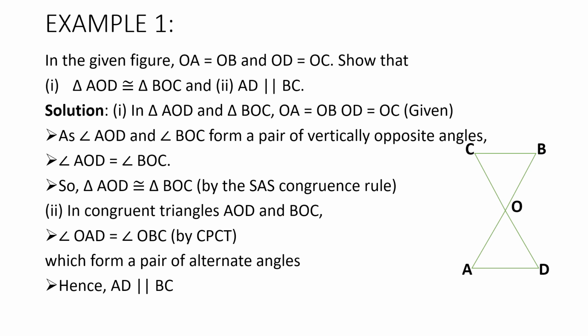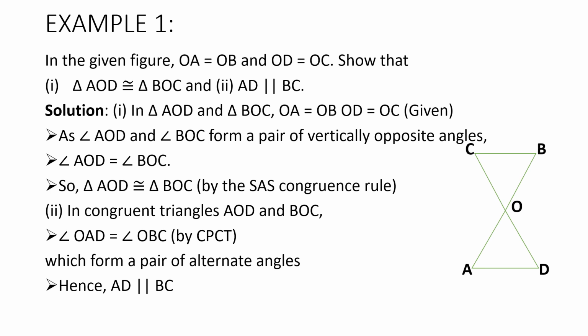Now, as AOD and BOC, they form a vertically opposite pair of angles. You know that we have just seen in the last video that vertically opposite angles are always congruent. So, AOD and BOC will be equal. So now what do you have? You have two sides and the included angle which is congruent. So, triangle AOD and triangle BOC will be congruent by the SAS congruence rule. So the first part is proved.